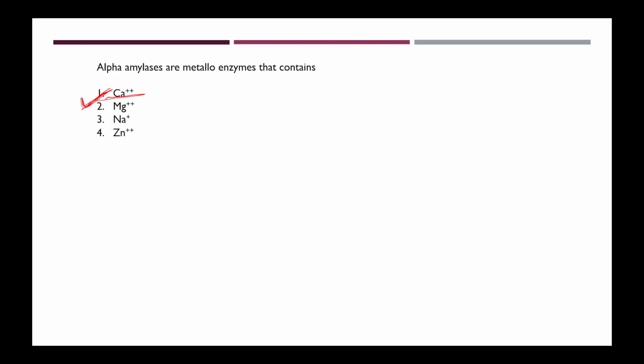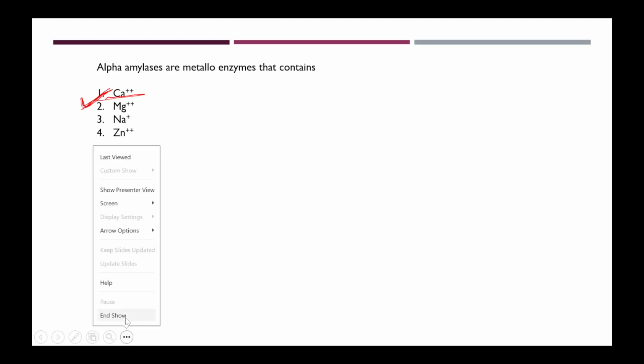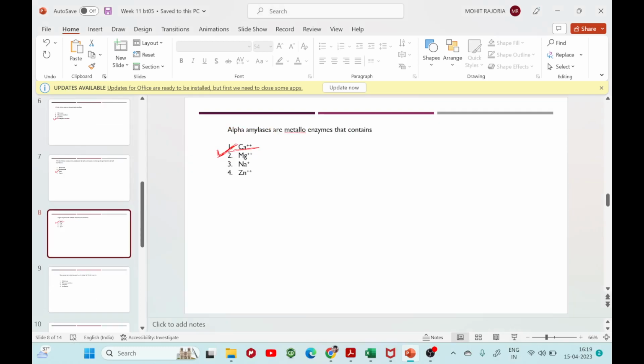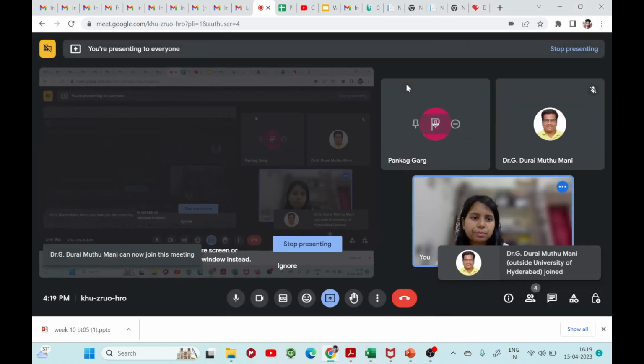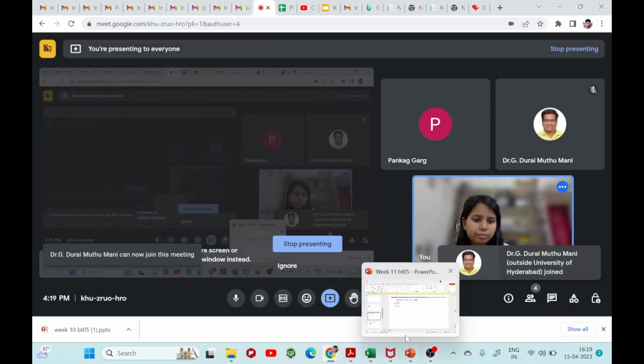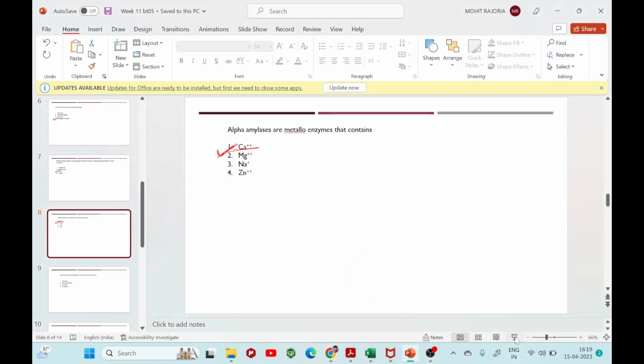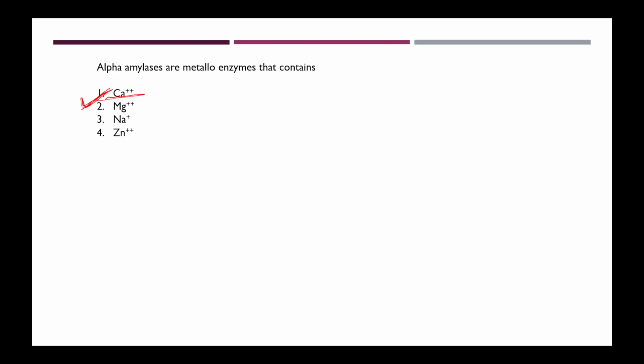Ma'am, and what is the function of this calcium? We read that metals are there in the enzyme structure, so that's why they are called metalloenzymes. Maybe this is helping in forming some kind of interaction with the substrate of this particular enzyme. So calcium is the answer. Okay, ma'am.